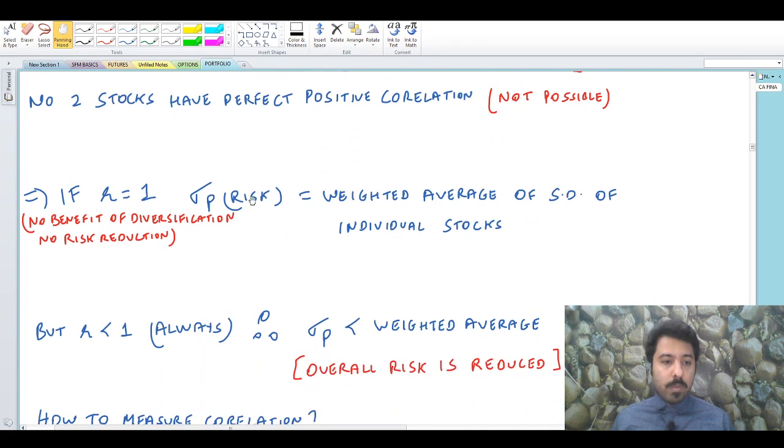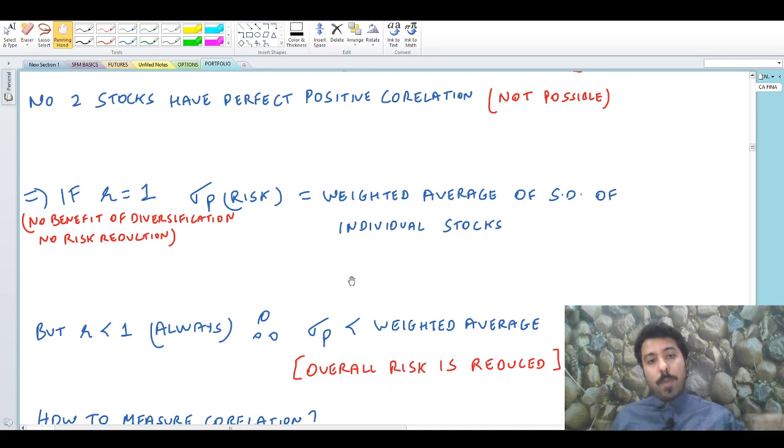Okay. So if R is equal to 1, risk equals the weighted average of standard deviations. See, there is no benefit of diversification when R equals 1. So whatever random movements are there, both will go in their individual direction. So the risk of the portfolio will be the weighted average. There is no benefit of diversification.